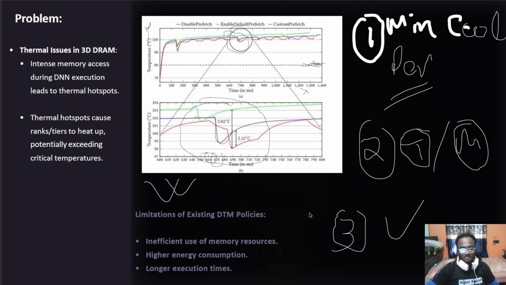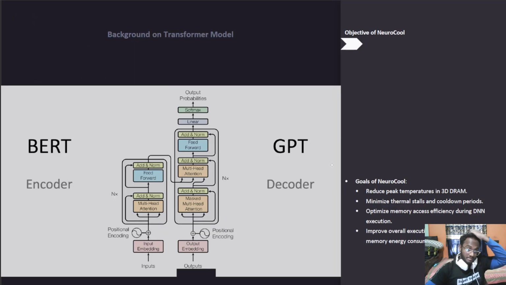Coming to the next slide, it's the background on transformer models. There are two transformer models we are going to discuss here. The first one is the BERT model, an encoder based model, and GPT is a decoder based model. Transformer architectures are widely used mainly in NLP, natural language processing, and two key models are BERT and GPT. BERT stands for bidirectional encoder representations from transformers, and GPT is the generative pre-trained transformer.